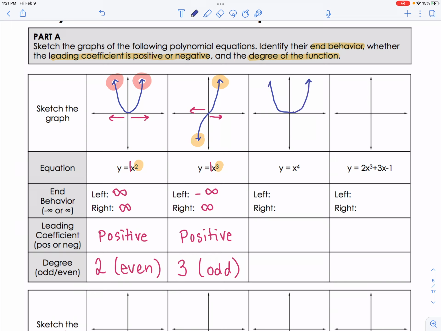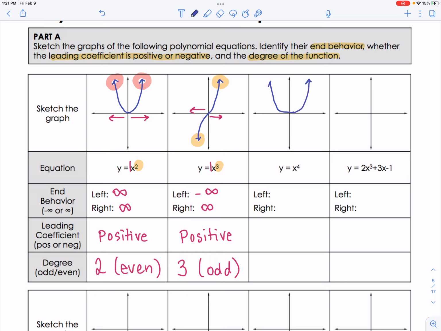So here we should be able to see that if we have an even degree, they're going to be going in the same directions, either both going up or both going down. If they're odd, we're going to be going in opposite directions. If the coefficients are positive, I want you to notice that both of these are going up. When we have an even, both are going up.